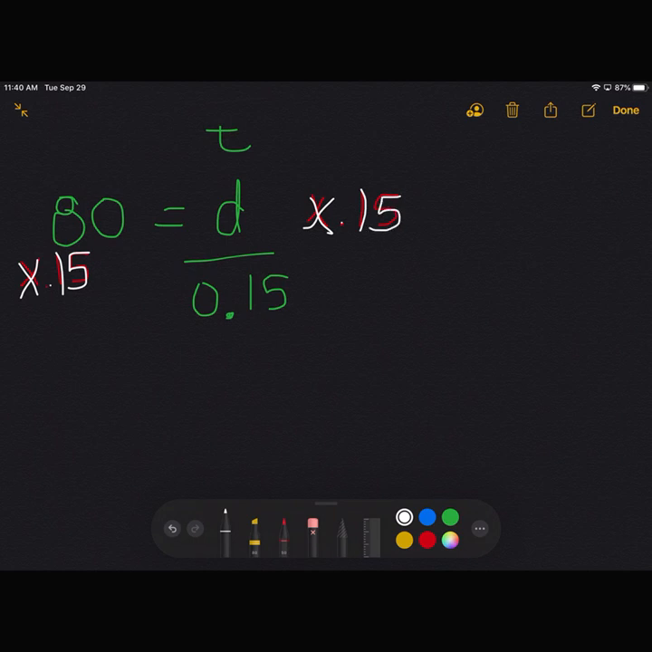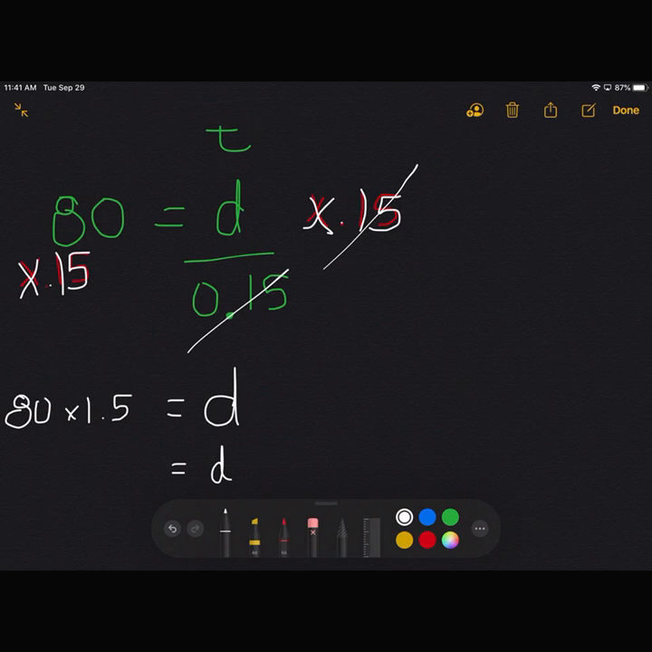So when we multiply this, that cancels out that. Alright? So then we're left with D is equal to, what's 80 times 0.15? Does that give us our answer? It's definitely not 120. Is that what you got to do?